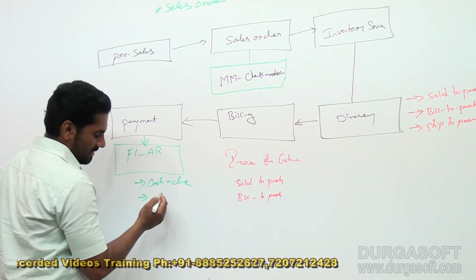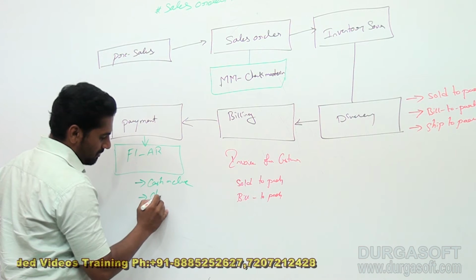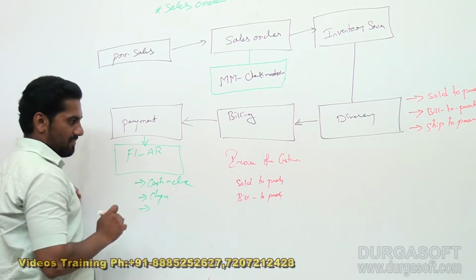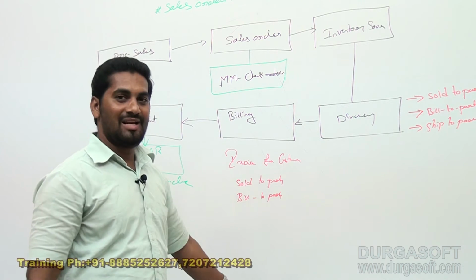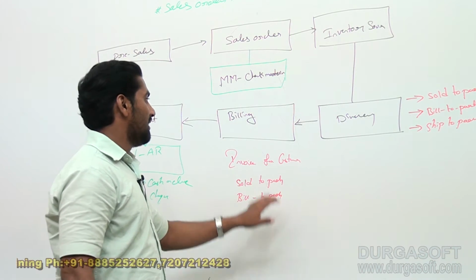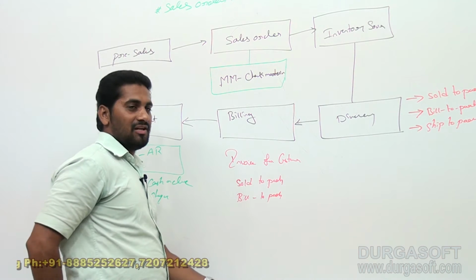It may be cash, or you can get a check option. These are the different options you can get for this payment. So this complete picture will be taken care of by the accounts finance, accounts receivable part, and the billing part will be taken care of by the sales category.